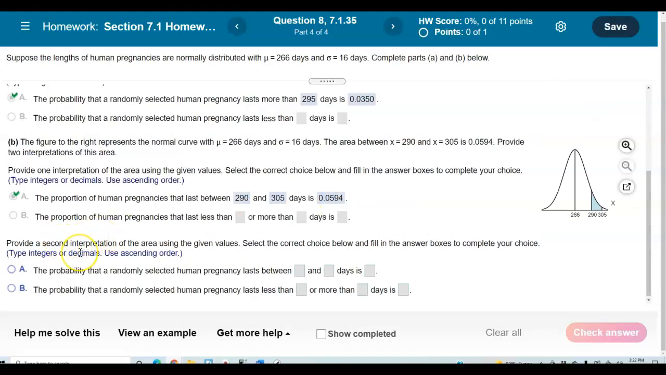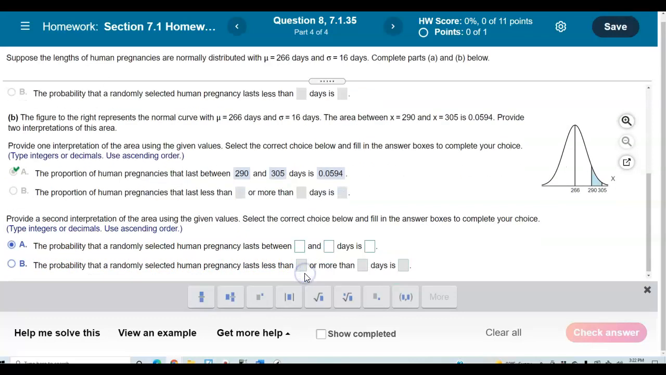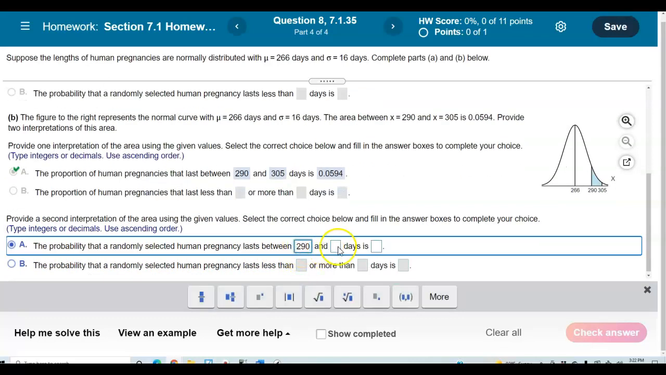Now, the second interpretation would be the following. Again, it's going to be between those two days. So we're going to say that the probability that a randomly selected human pregnancy lasts between 290 and 305 days is 0.0594.